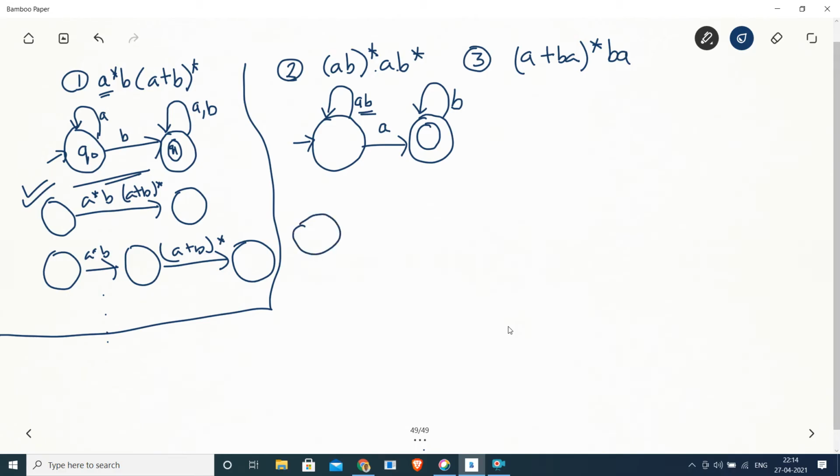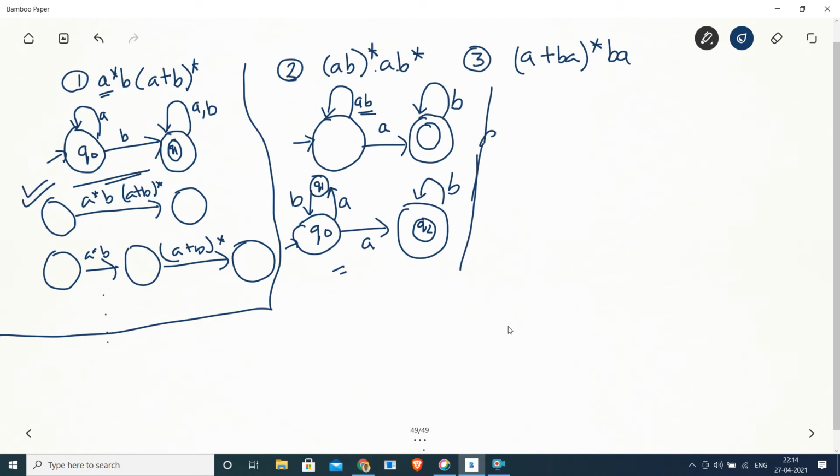So let's break this thing. How to break this thing? The loop was having A, B. So the first input was A. On getting A, move to another state. On getting B, move back to this state. So this is (AB) asterisk, and the remaining automata remains the same. Now we can give names to these states: Q0, Q1, Q2, and this is the final automata. We can check it again: (AB) asterisk, A, and then B asterisk. So this is the final automata.